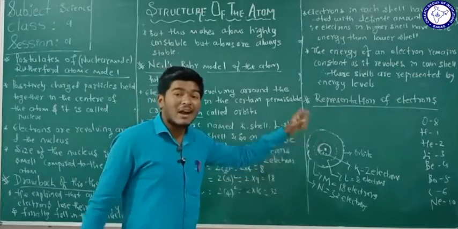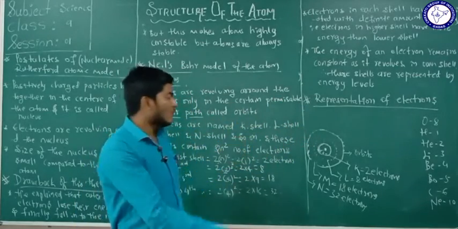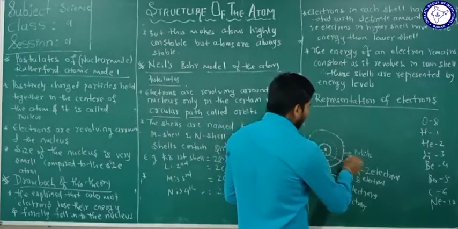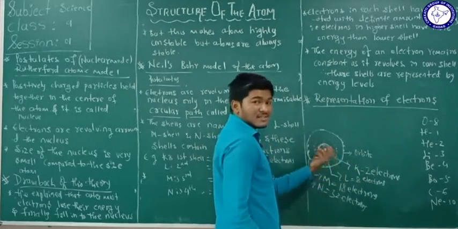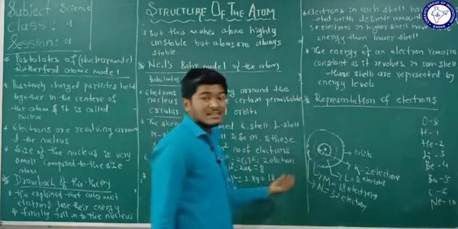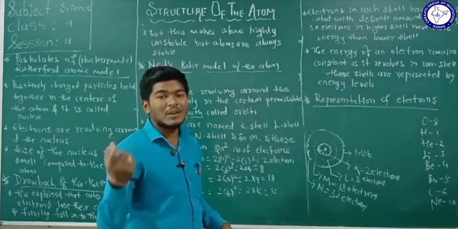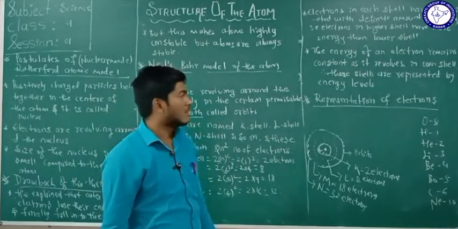Therefore, the shells are renamed as energy levels. So K we can consider as the first energy level. K subshell is the first energy level, L subshell is the second energy level, M subshell is the third energy level, N subshell is the fourth energy level, like that. Why? Because the energy of the orbit remains constant.